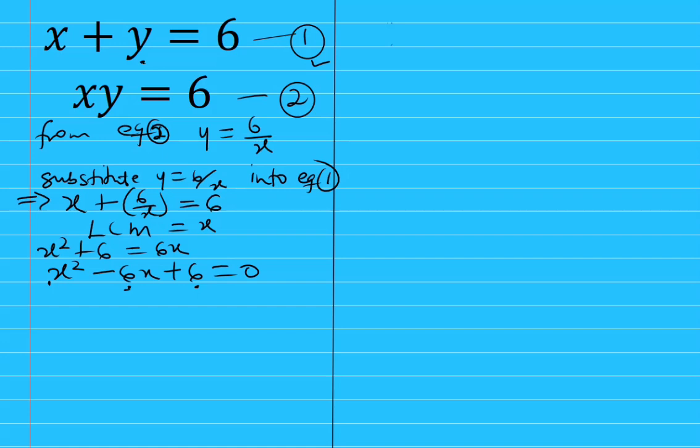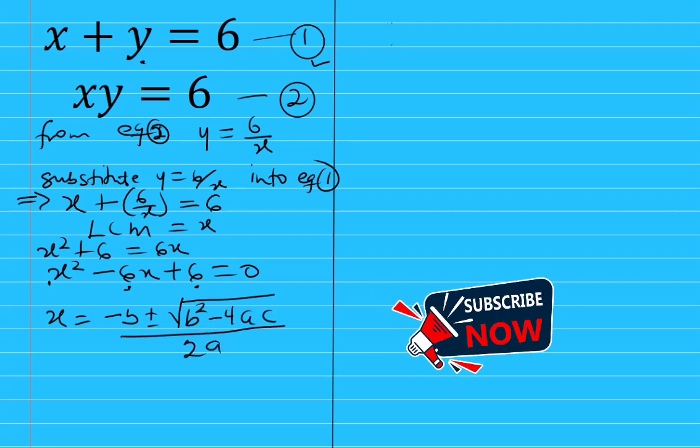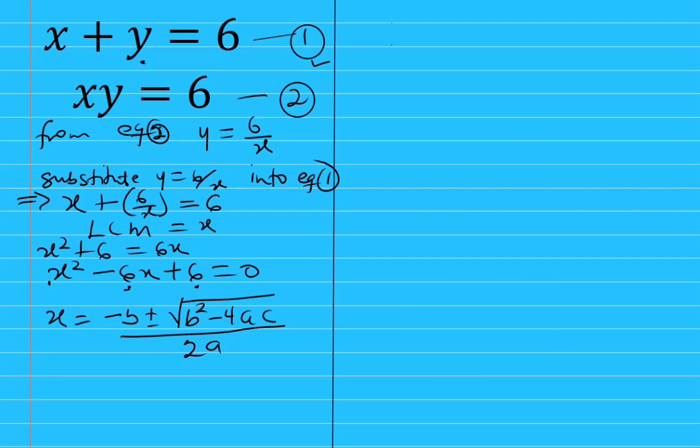Clearly, there is none. So when it happens like that, we're going to make use of the general quadratic formula, which is x equals negative b plus or minus the square root of b squared minus 4ac, all over 2a. And how do we get the a, b, and c? The equation that we are given is x squared minus 6x plus 6 equals 0, and then we compare that with the general quadratic equation ax squared plus bx plus c equals 0.